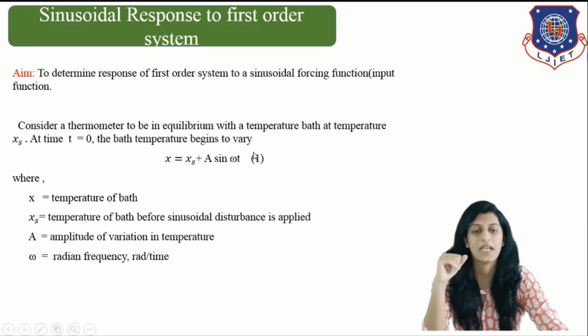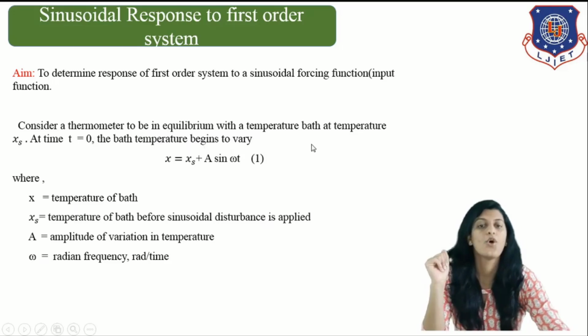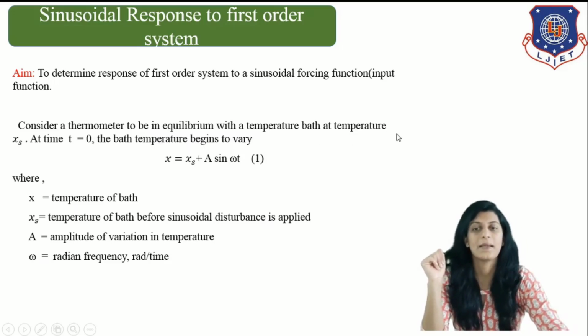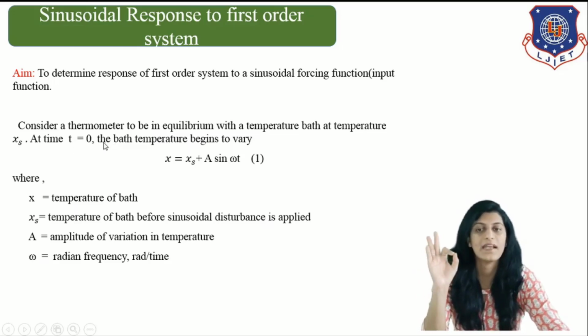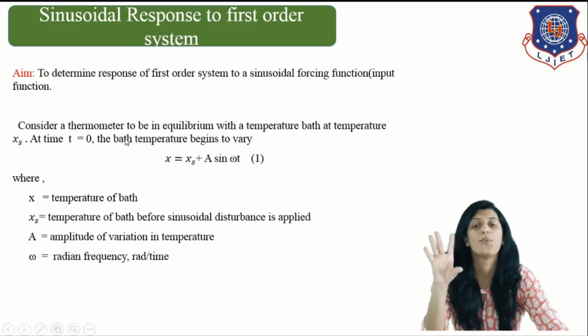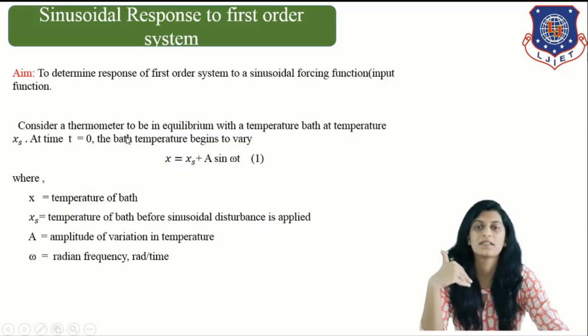So for that, we are considering that a thermometer is in equilibrium with a temperature bath at temperature Xs. Xs is our steady state equilibrium temperature. Now, at time t equals 0, the bath temperature begins to vary. That means now we are putting our liquid on the heating mantle, so the temperature of the liquid will start to rise.